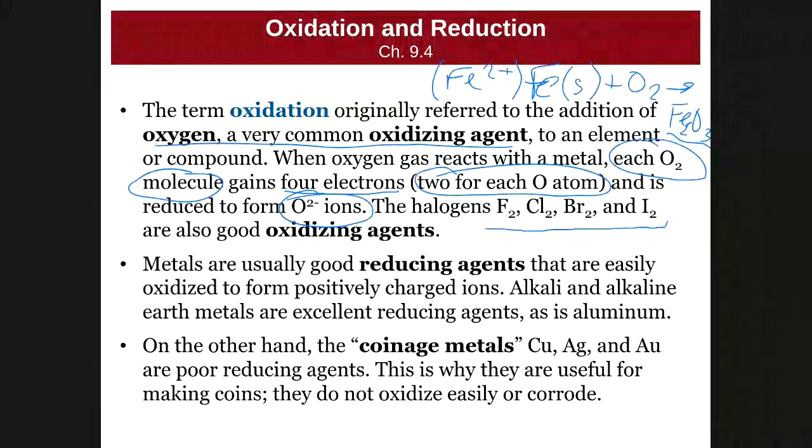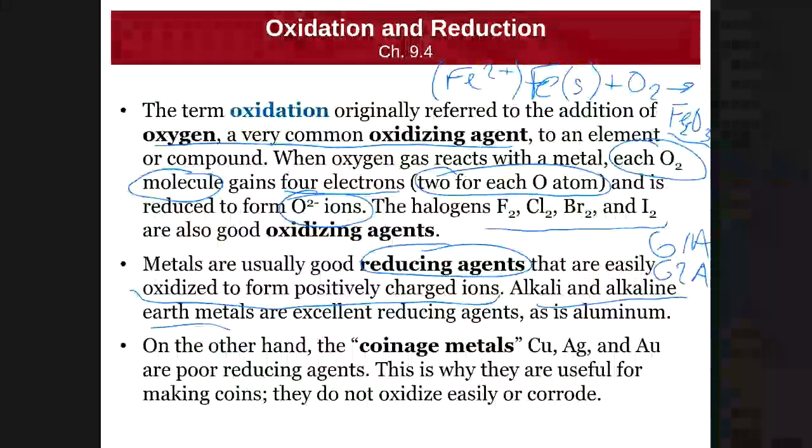Metals are usually good reducing agents. So metals are usually being oxidized by oxygen, reducing the oxygen to oxide ions. All right, so they are good reducing agents because they're oxidized to form positive ions. We have already seen that metals like to be cations based on our electron configuration, if you remember back to chapter 5.